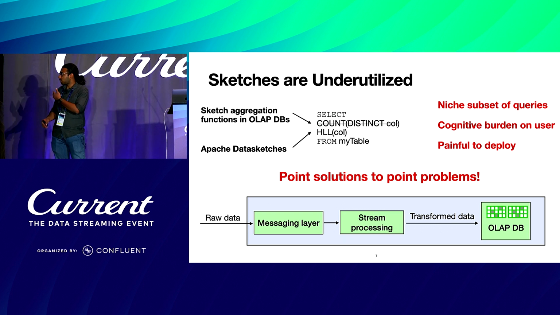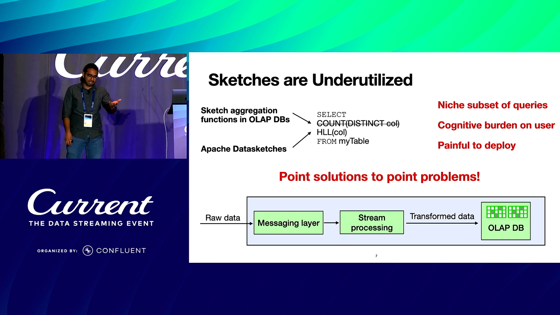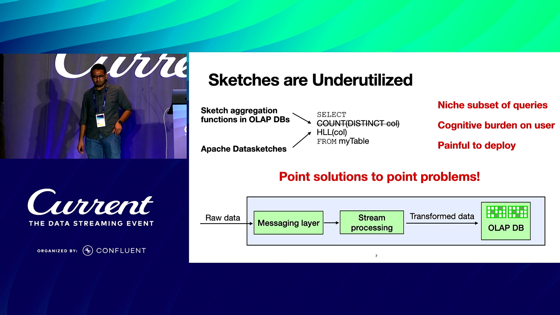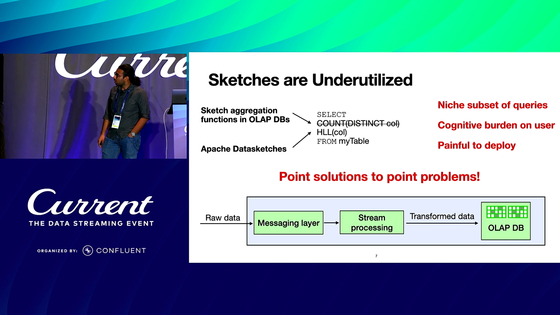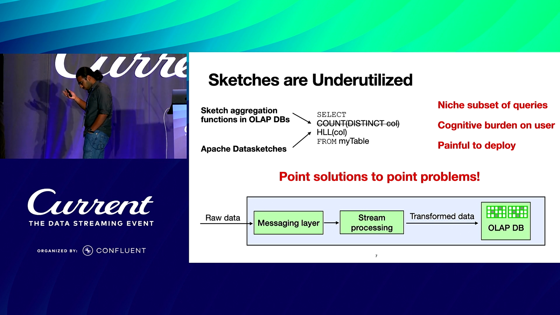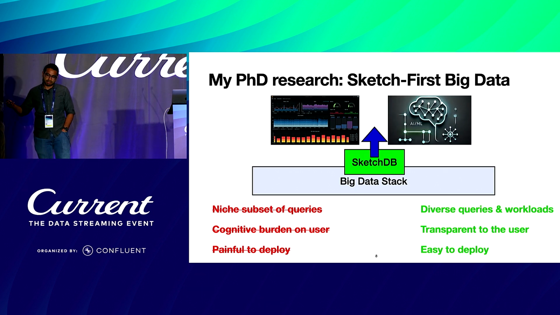And then a lot of these are simply painful to deploy, right? So Data Sketches, for instance, has some integrations with Druid, Pinot, maybe a couple of others, but now let's say I want to bring ClickHouse. It's not very easy to use this. So this is the kind of problem that my PhD research is trying to tackle, right?